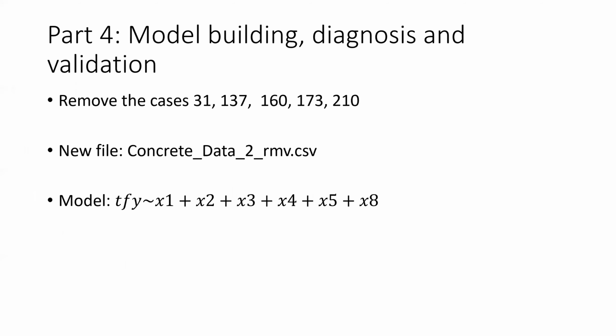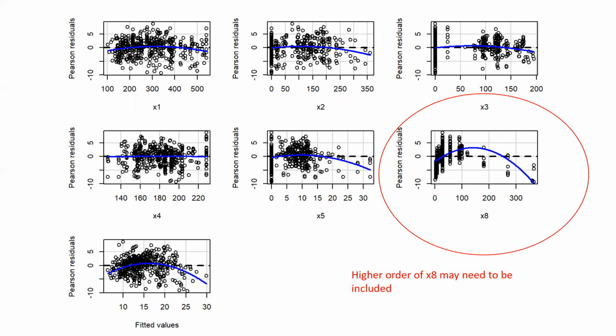So here is our first remedy method. Remove some cases. Remove the cases 31, 137, 160, 173, 210. So here we create a new data file with 495 data points. The model is TFY on x1, x2, x3, x4, x5, and x8. So to begin with, we plot the residual plots. From the plot, we can see that maybe a higher order term of x8 may need to be included.